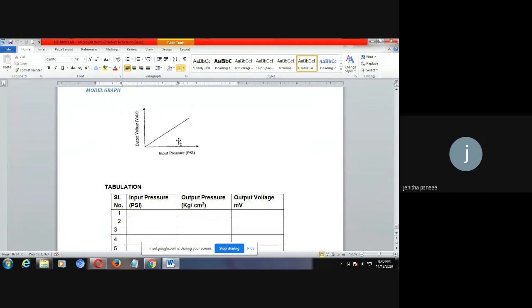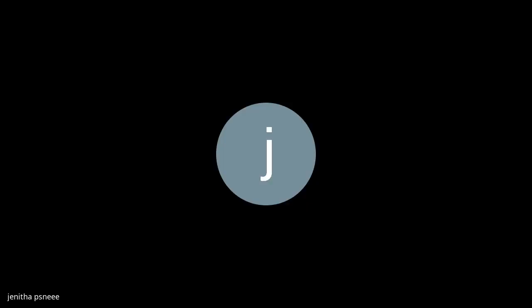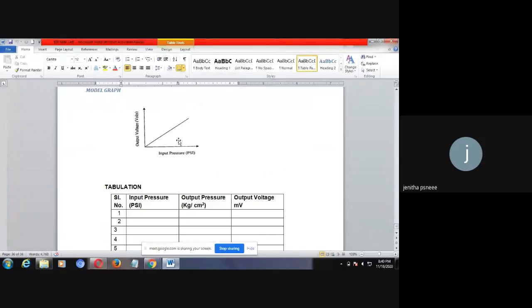You give the pressure and the pressure gauge will be reading around 30 or so. So up to that you raise the pressure to some initial value, around 30 or 35 kg per centimeter square. You have to give that pressure. Then the corresponding output voltage will be noted down in the trainer kit.